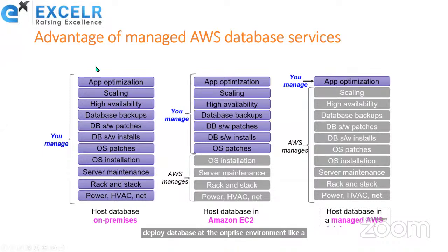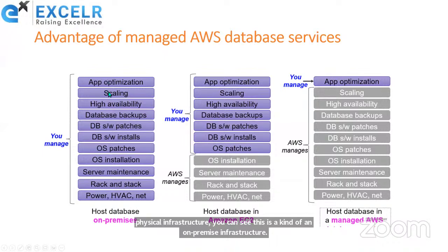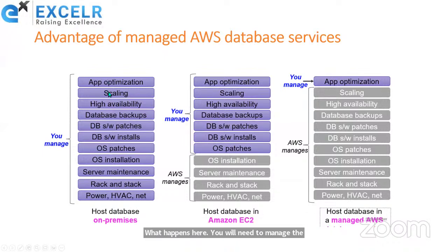What happens here? You will need to manage the applications. You will need to manage the scalability of server-level infrastructure, like increasing servers when needed. And you need to make sure it is highly available, so it shouldn't have any issues with the data center, power cuts, or location-specific issues, correct? So that kind of thing. And human power is also needed for high availability. And database backups, you also need to maintain.